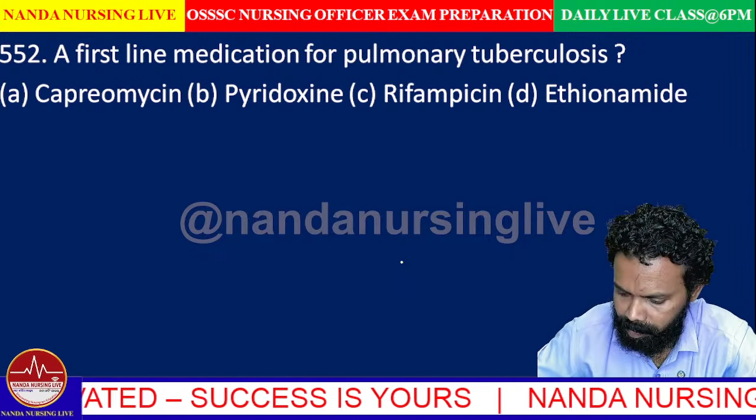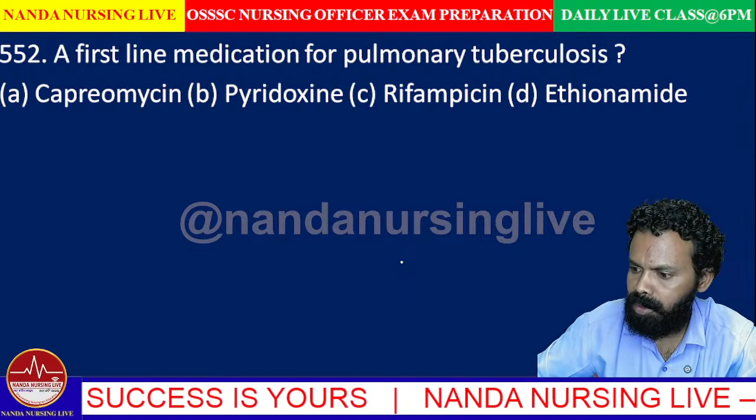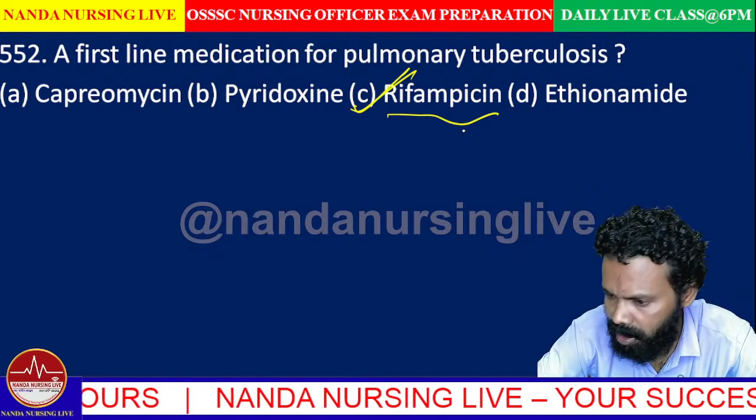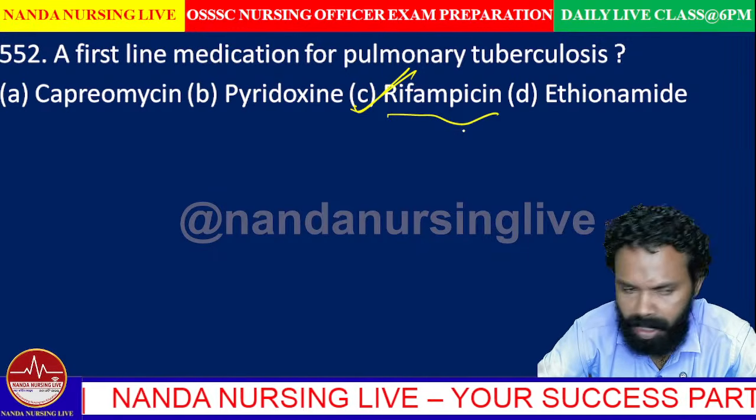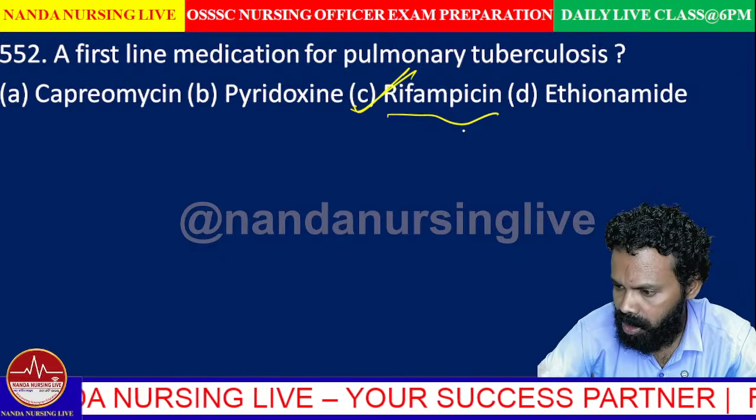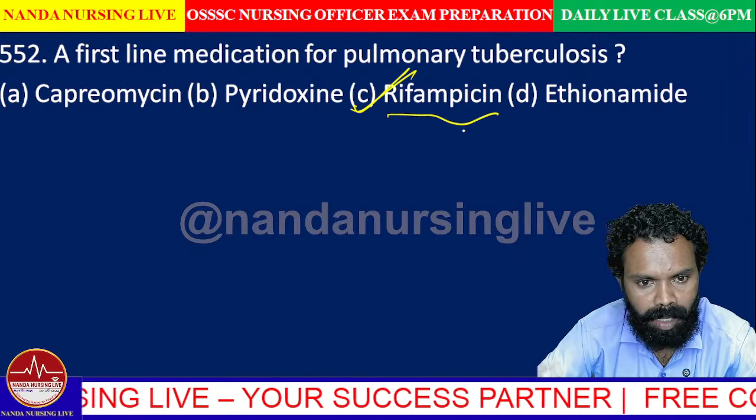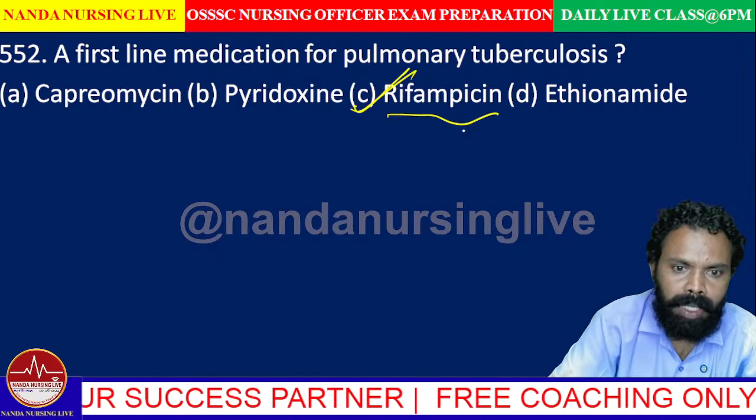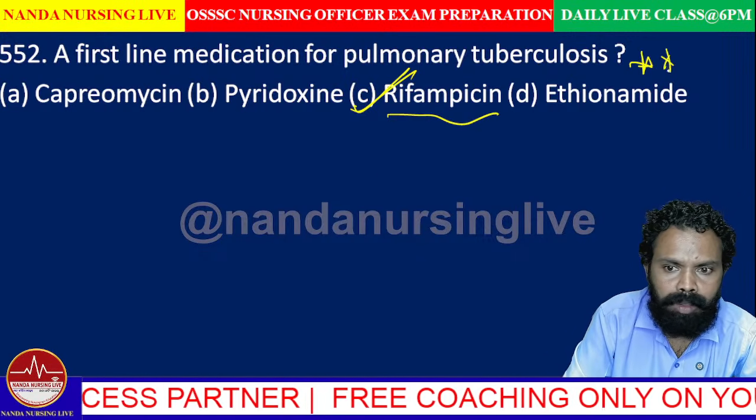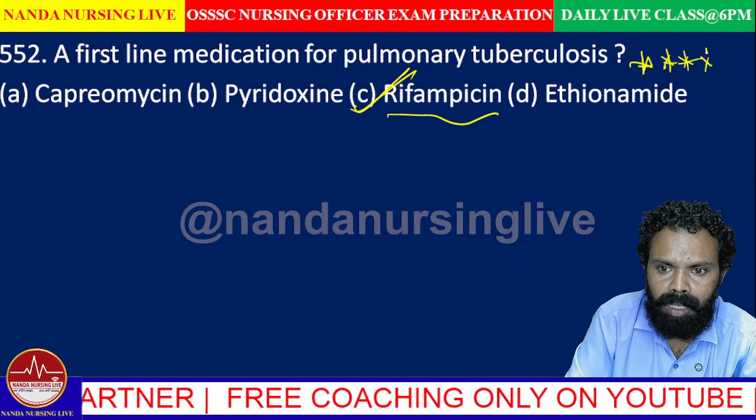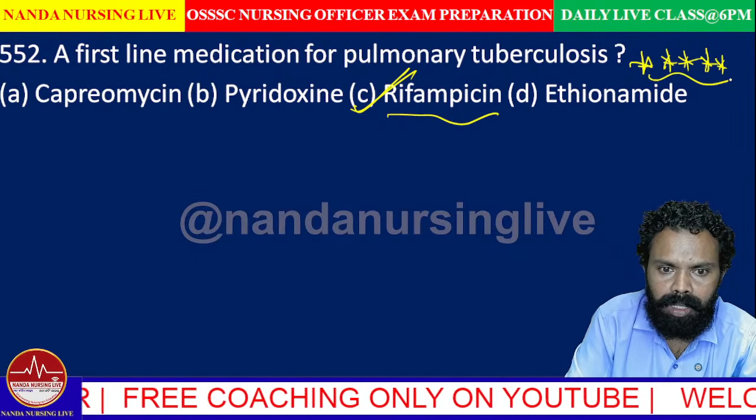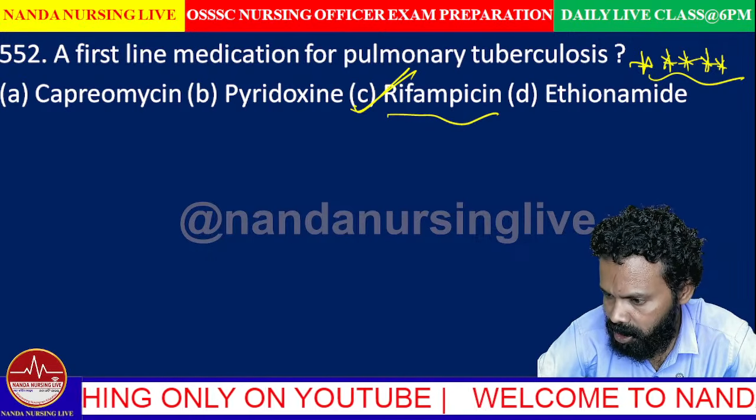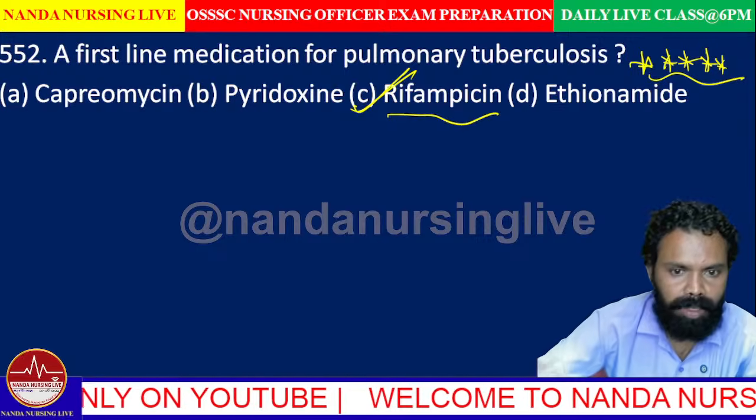The first line medication for pulmonary tuberculosis, the correct answer is option C. Rifampicin is the first line medication in the treatment of pulmonary tuberculosis, that is TB. Remember rifampicin, most important MCQ. So option C is the correct answer.